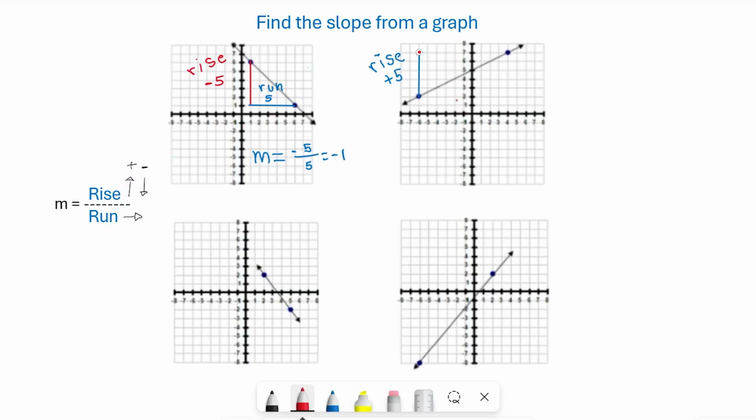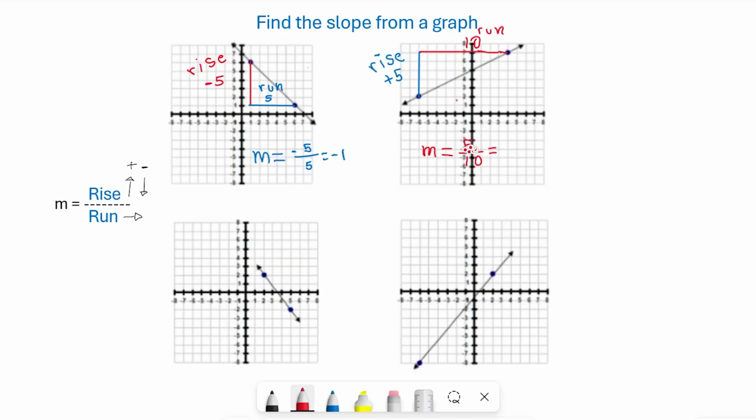Now to get to the point, we're just gonna count the units: 1, 2, 3, 4, 5, 6, 7, 8, 9, 10 units. So this number 10 is gonna be the run. And now we're just gonna write the slope. That should be rise over the run, that should be 5 over 10.